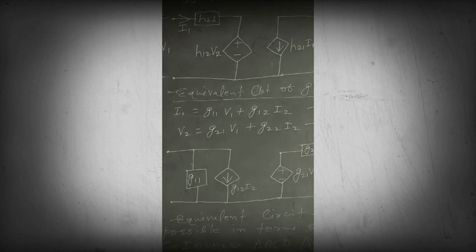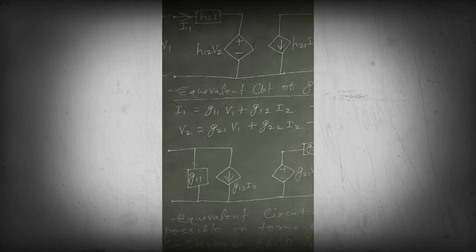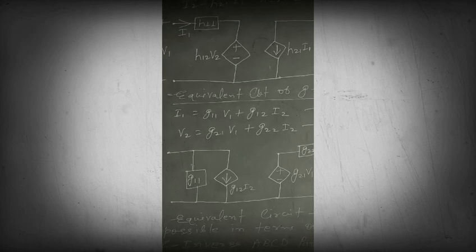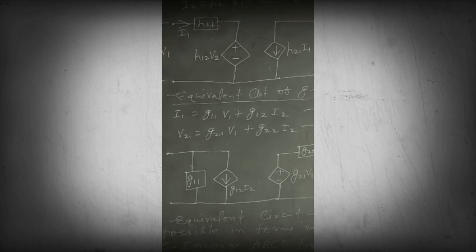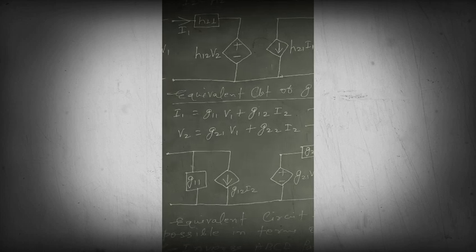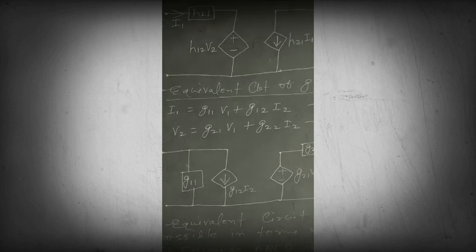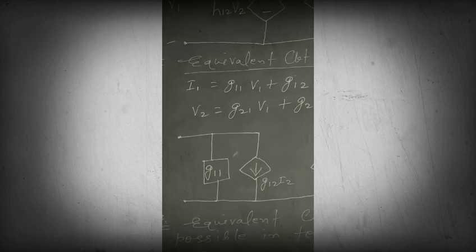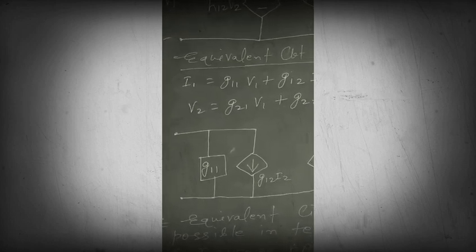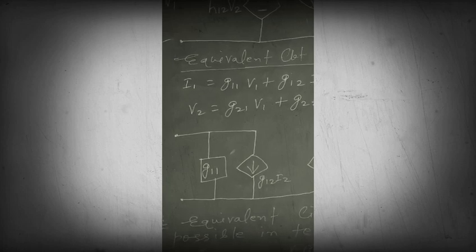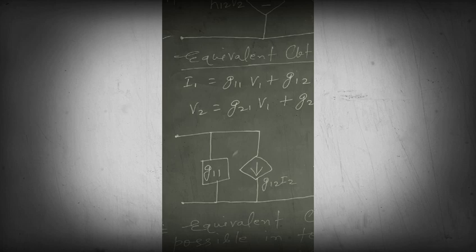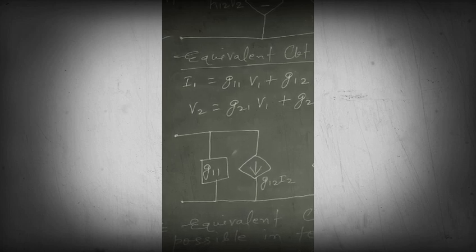Current means that whenever we have to write for current, we will have parallel branches. The first branch is G11 into V1. V1 is the voltage of the primary side. So G11 is just like an admittance here, and we will represent it by a parallel branch G11. That means G11 is the admittance of this parallel branch.